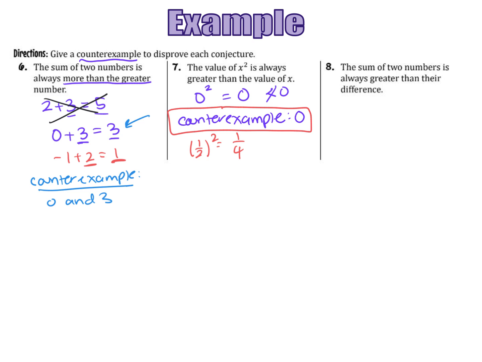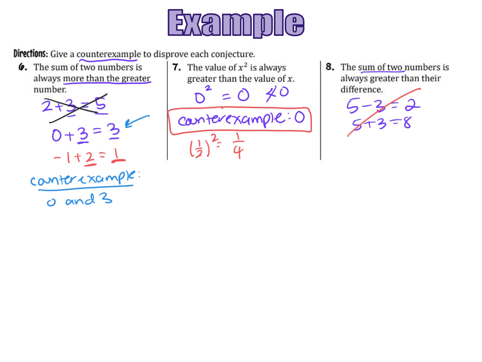Number 8 says the sum of 2 numbers is always greater than their difference. So if I subtract 5 and 3, I get 2. If I add 5 and 3, I get 8. So this holds true for this statement. So again, my next thought is either I could use 0 in some way and see if that's true, or I could use negative numbers. Since I already used 0 on 2 examples here, I'm going to try something different. I'm going to try negative numbers.